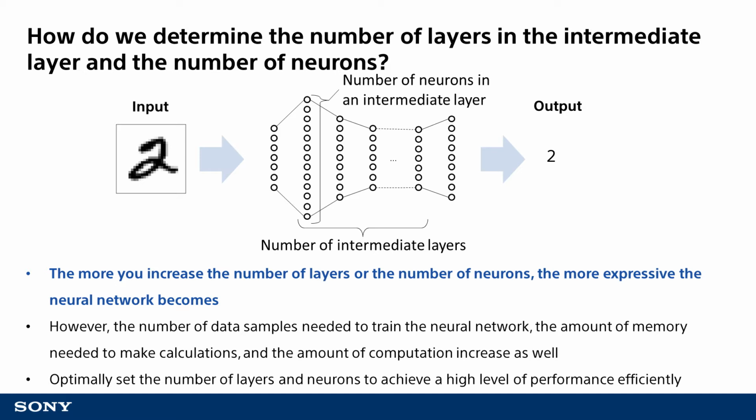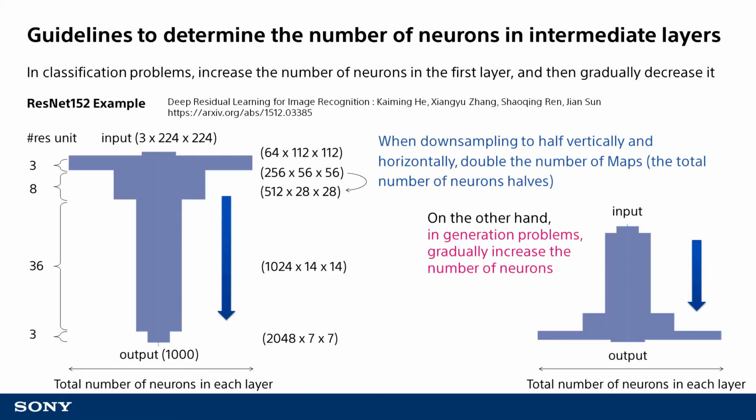Here, we have some guidelines for determining the number of intermediate layers and the number of neurons. Setting the number of layers and neurons according to this theory allows you to achieve a high level of performance efficiently without increasing the amount of memory or computation more than necessary and without increasing the required number of data samples. First, let's look at the guidelines for determining the number of neurons in intermediate layers.